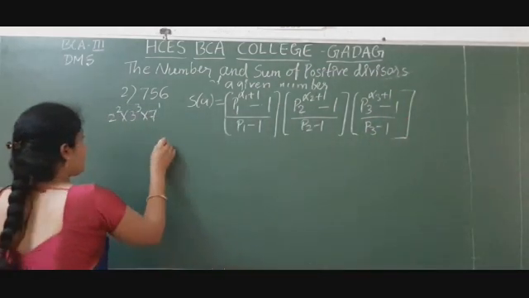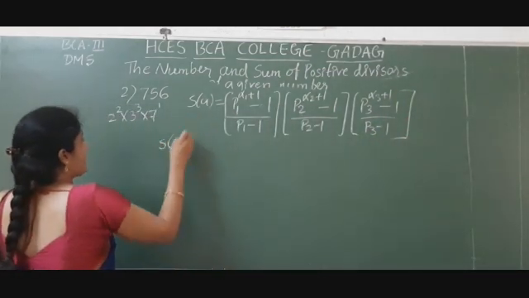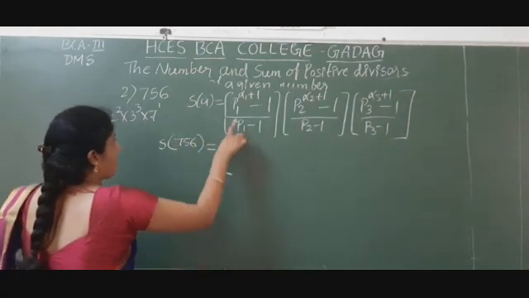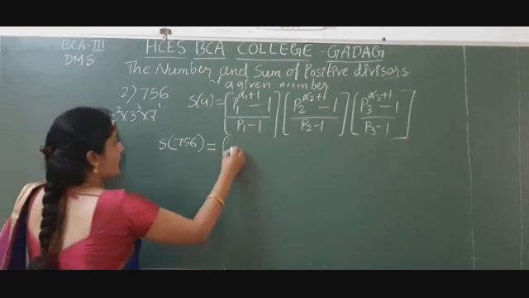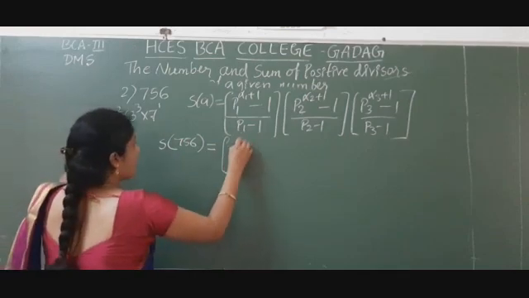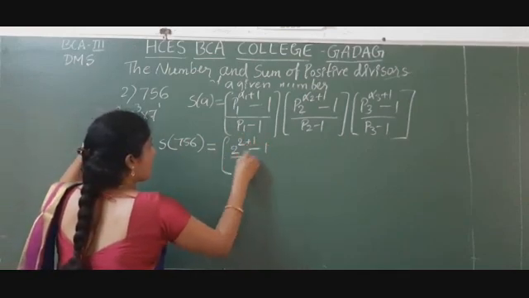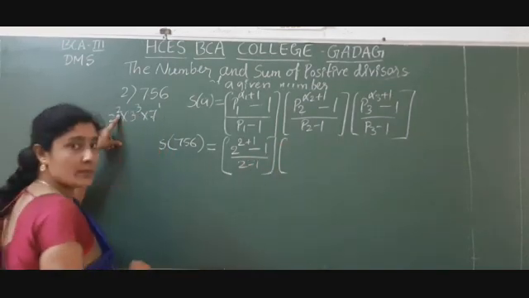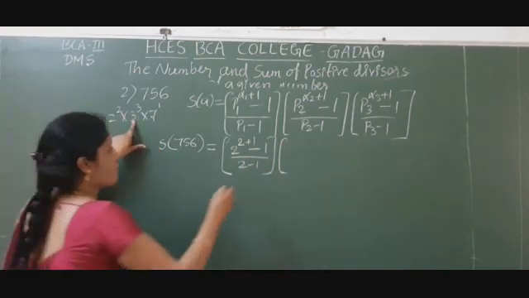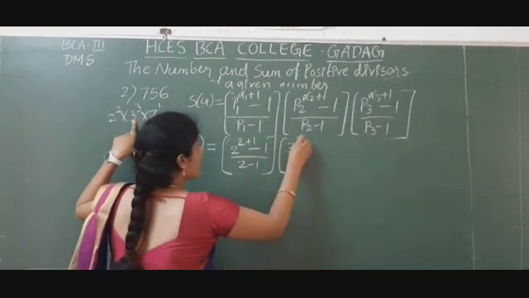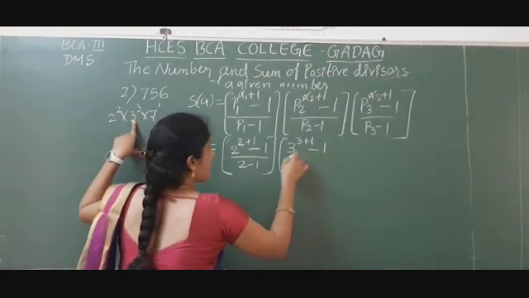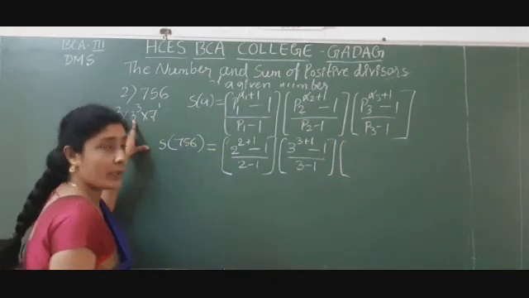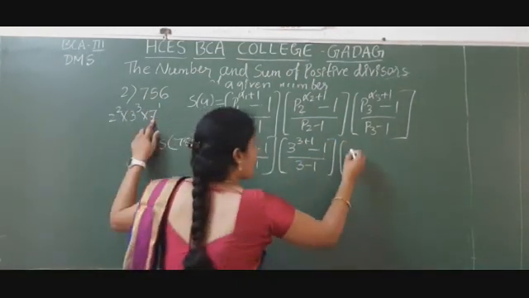So now, S of A, that is S of 756, is equal to, now, what is P1? 2. 2 raised to 2 plus 1, minus 1, divided by 2 minus 1. Next, what is P2 here? 3. 3 raised to 3 plus 1, minus 1, divided by 3 minus 1. Next, what is P3? That is 7.